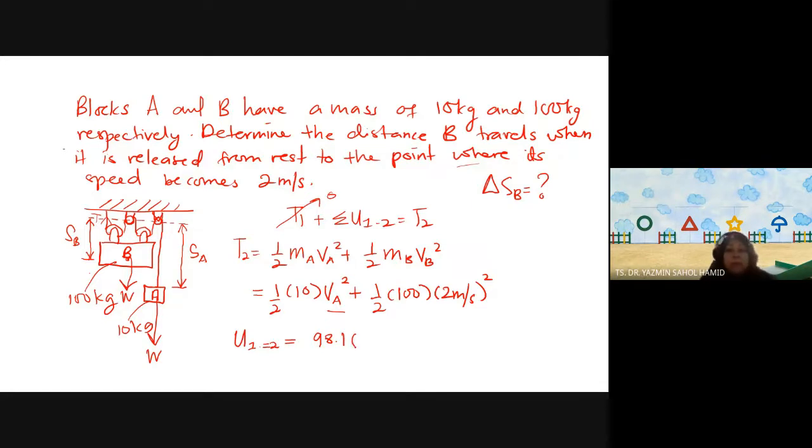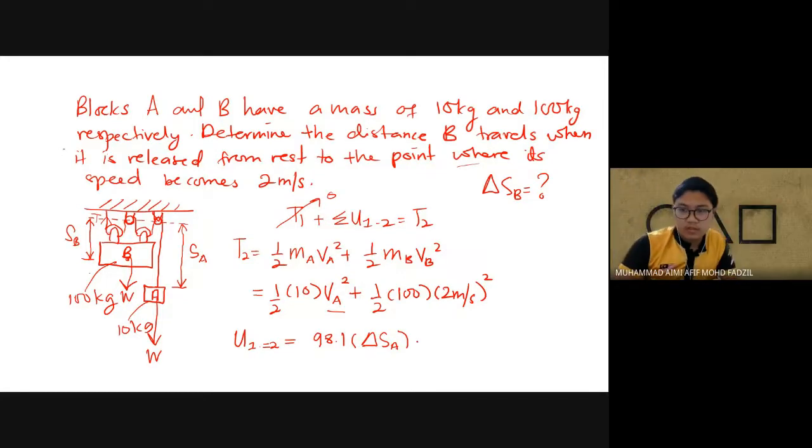98.1 multiply by change. Change apa? In Y. Yelah, in displacement, tapi kita buat change SA lah. So change SA ni positif negatif ni ada di dalam ni lah.